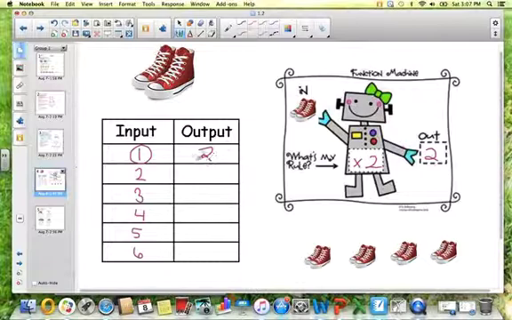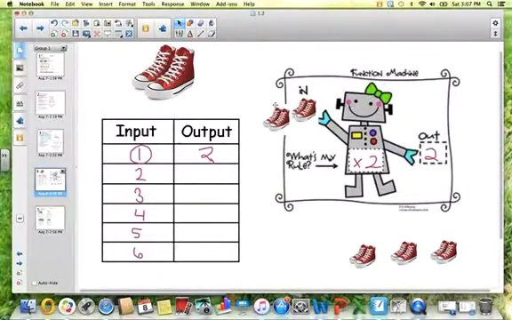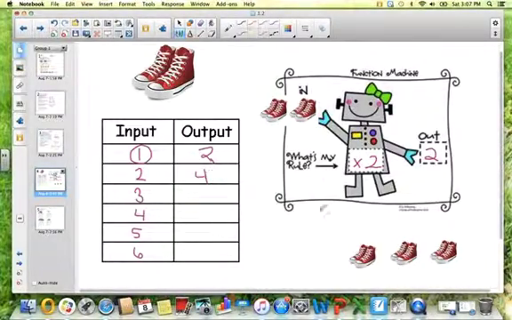Well, that's 2. So we get 2 as our answer. So what if we put 2 pairs of shoes in, as we see down here? We multiply it by 2, we would get 1, 2, 3, 4. We would get 4 individual shoes, and so on and so on. If we put 3 in, yada yada. We just apply the rule to it every time, and in this case, it's multiplication. Okay, so if you need more help with that, just ask me in class.